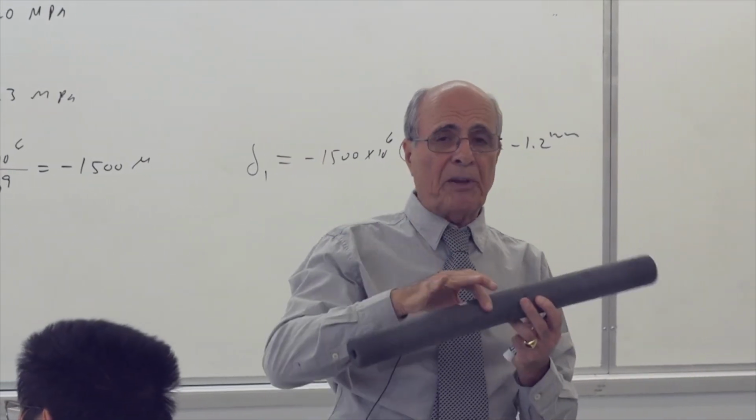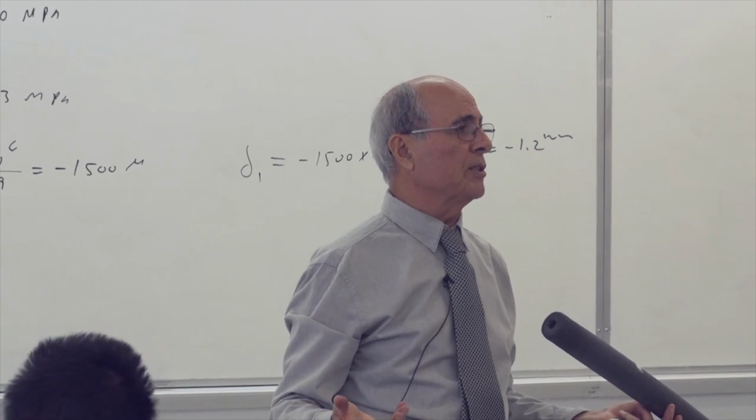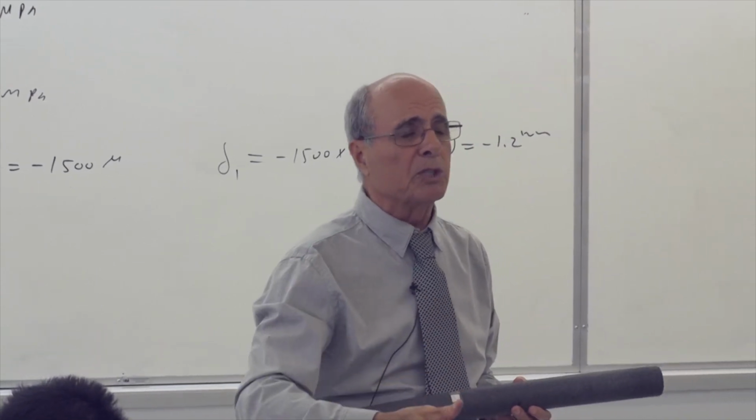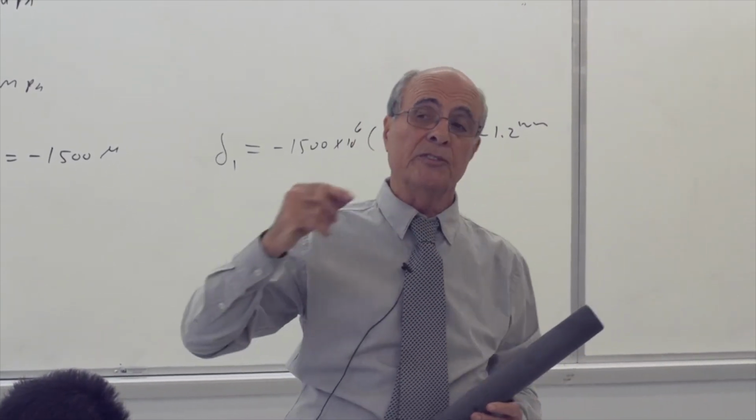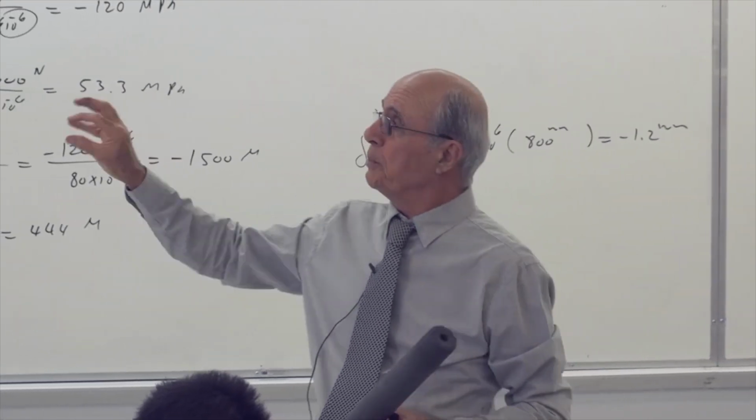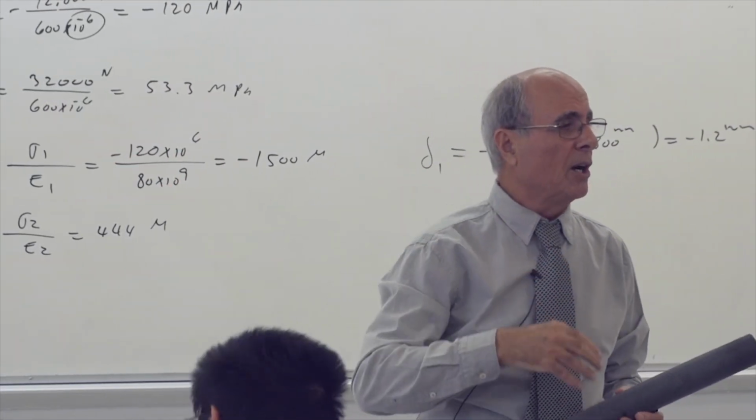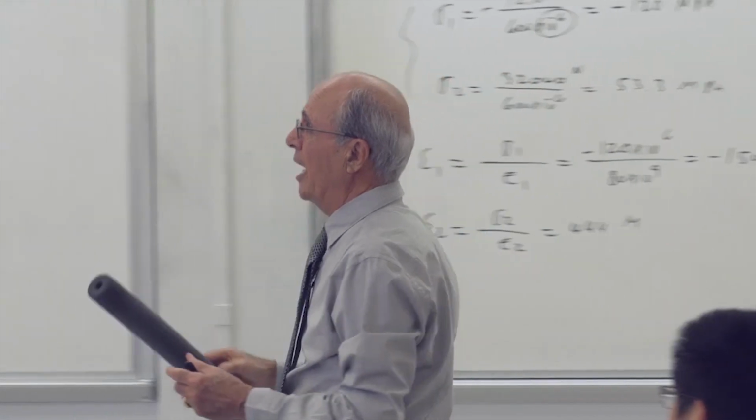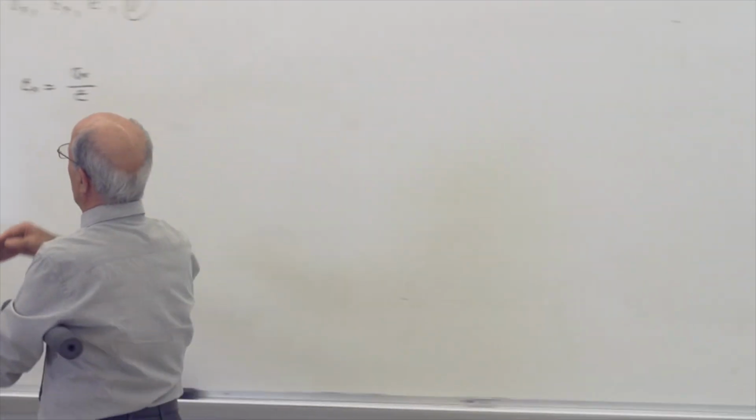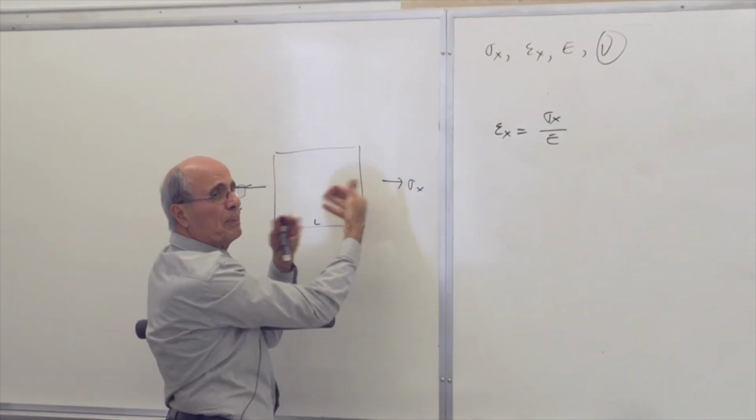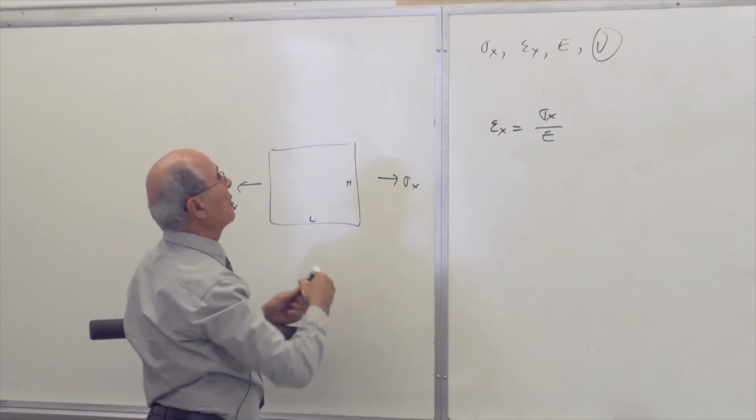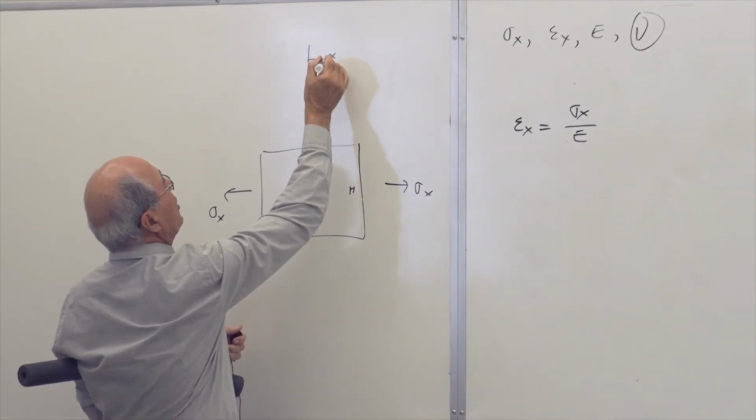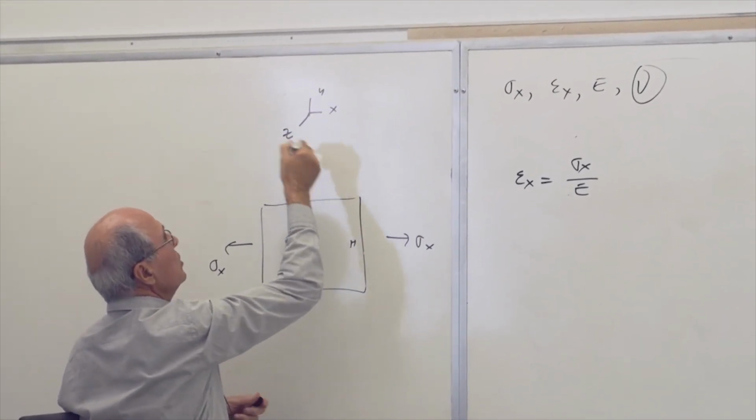Now, does this affect the other two? Everybody has to say yes. How much effect does it go on the other side? Nu. So in other words, if nu is 0.2, 20% of this goes to the other side. So as the result, I am going to have an epsilon in the y direction and epsilon in the z direction, because the object is 3D now: x, y, and z. You need to put that there.